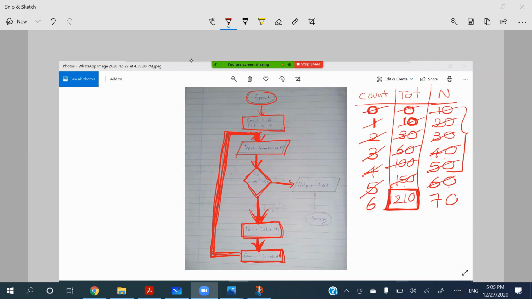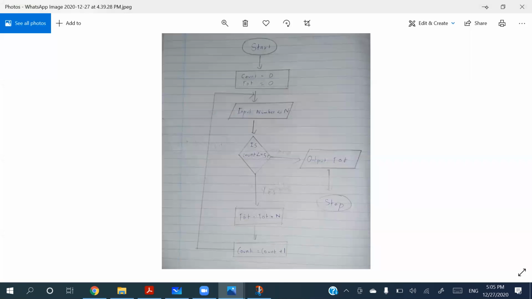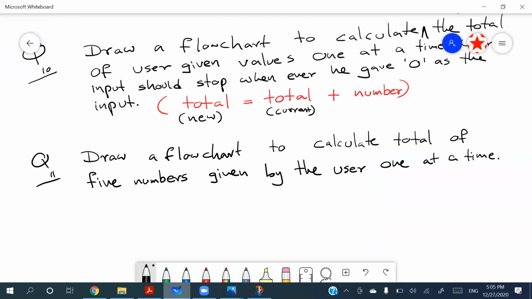All right, so I'm going to do question number 11 and 10 as well by next week. So if you're done with the questions, just send me the answer. I'll send you the feedback.